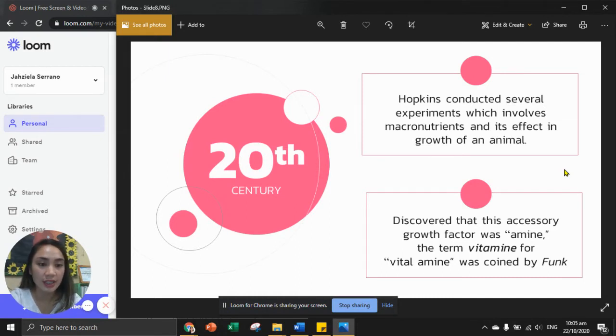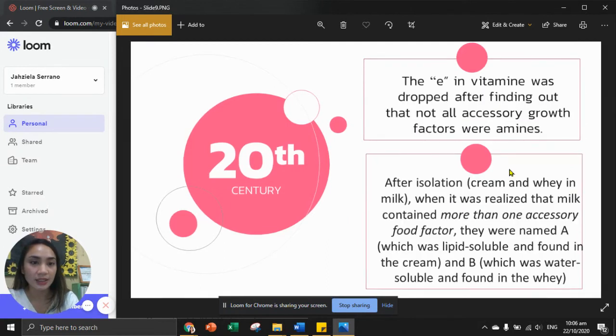So he discovered na there was this accessory growth factor na nung nagbigay siya ng milk, mas lumaki yung animal. So he discovered na yung tawag dun sa growth factor na yun was amine. Thus, yung term na vital amine was coined by this guy named Funk. Okay, so yung E sa vitamin, so vital amine, it was dropped after finding out na hindi pala lahat ng accessory growth factors were part ng organic group na amines.